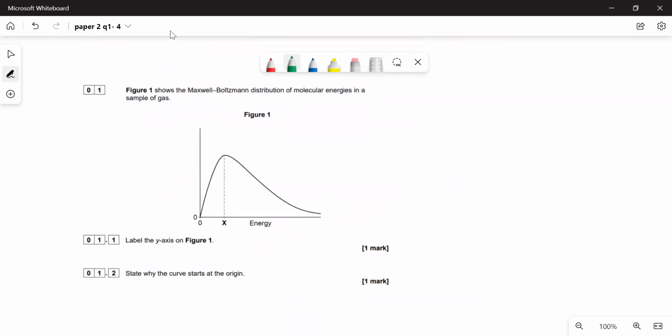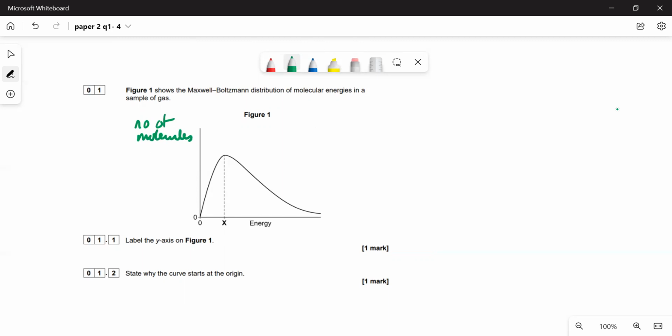Okay, the first question is about the Maxwell-Boltzmann curve. Label the y-axis on the figure. Well, we've got energy on the x-axis, and this is the number of molecules on this axis, or the number of particles.